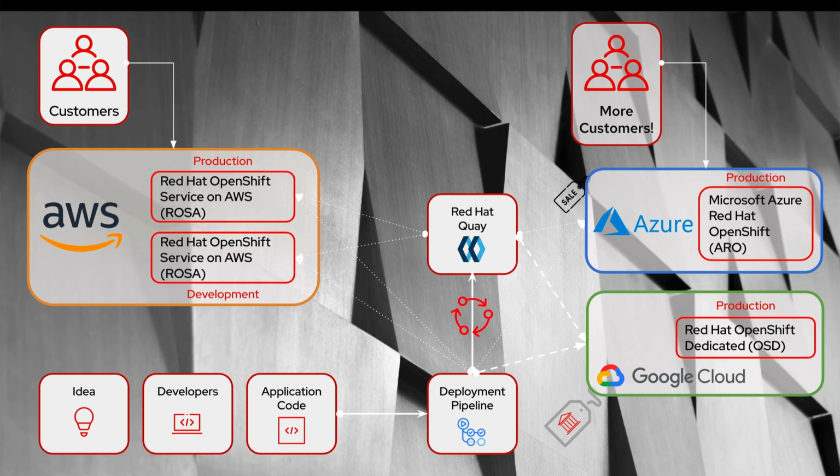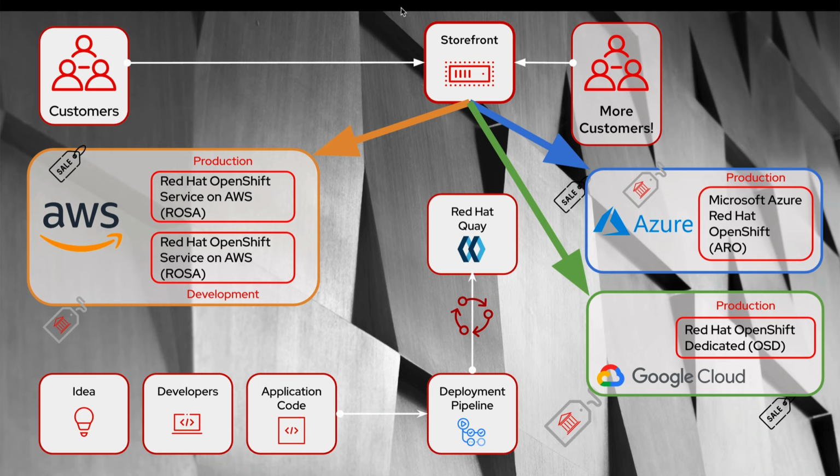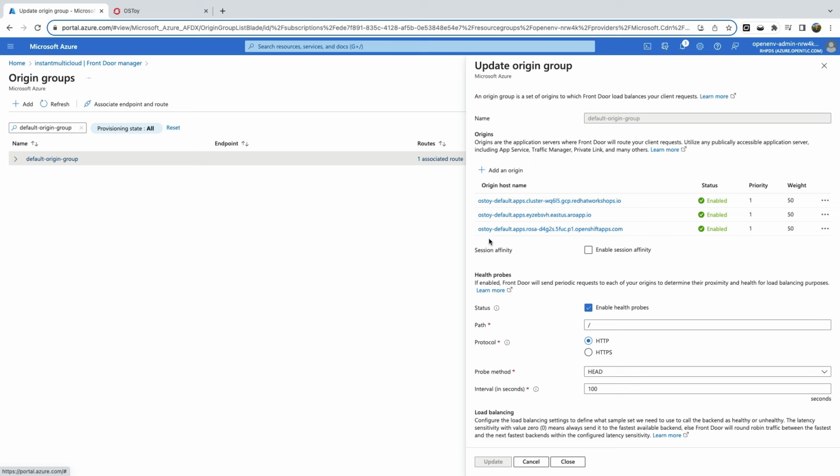It's easy to take advantage of all the features of the big clouds. And just consider the possibilities. You might want to load balance those clouds behind something like Azure Front Door.